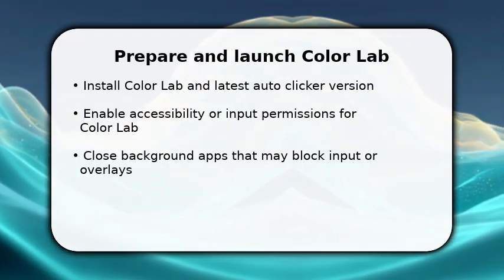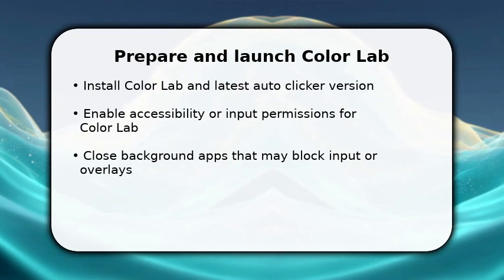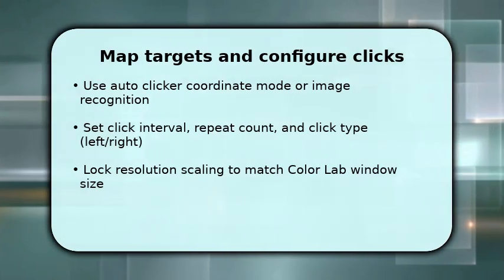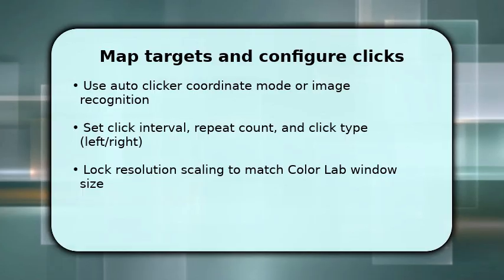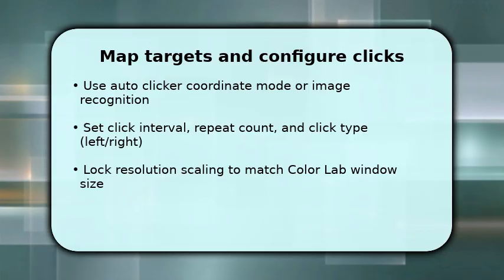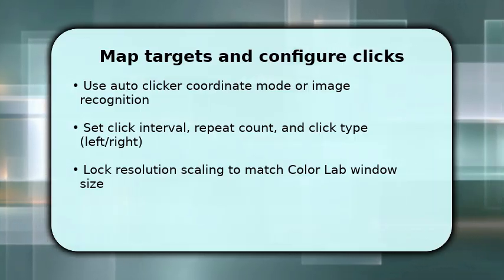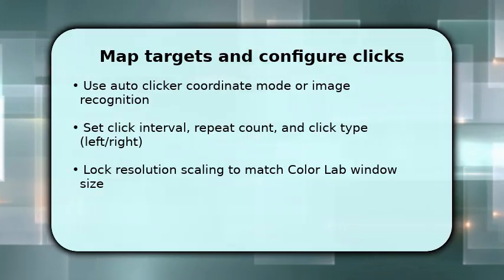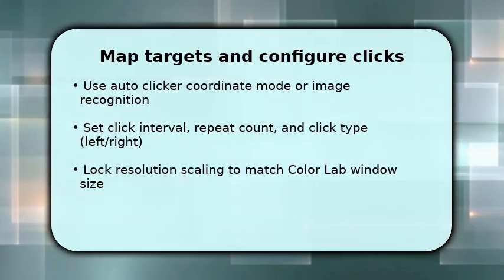Now you map the actionable areas inside Color Lab that need automation. Use coordinate recording when resolution is fixed or image recognition if elements move. Coordinates are faster, while images handle dynamic layouts. Configure interval timing and repeat counts to avoid overwhelming the app. Shorter intervals speed throughput but can cause misses.